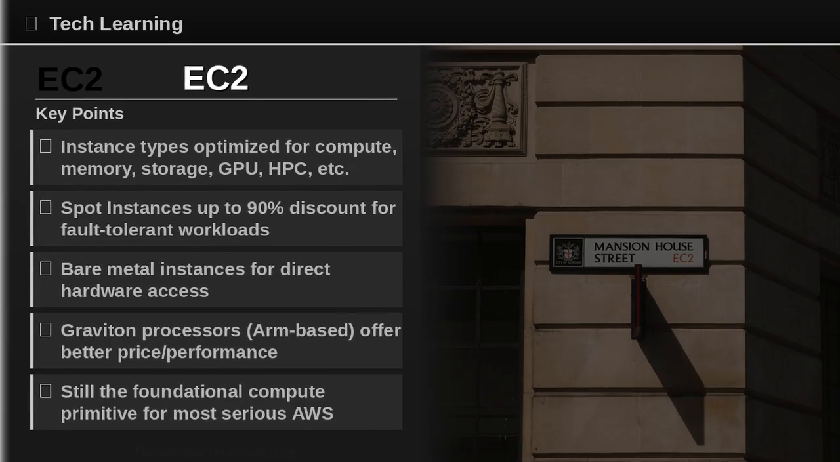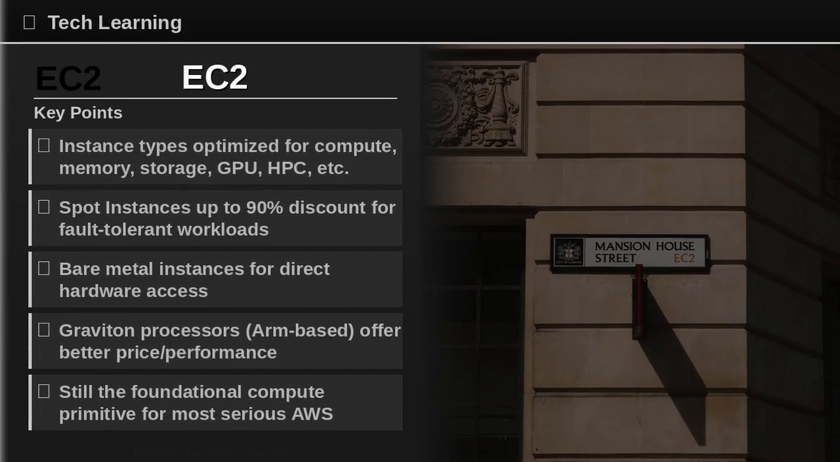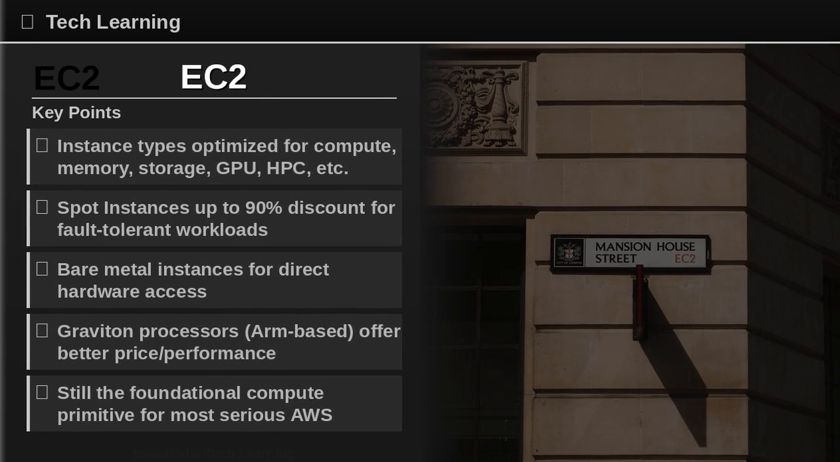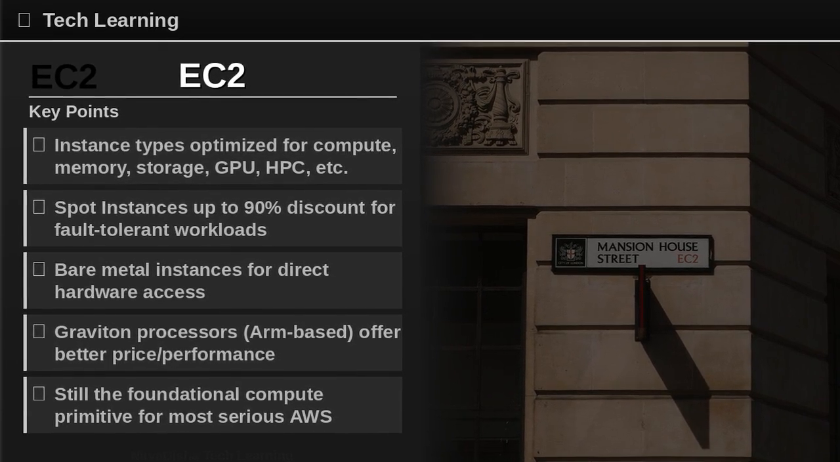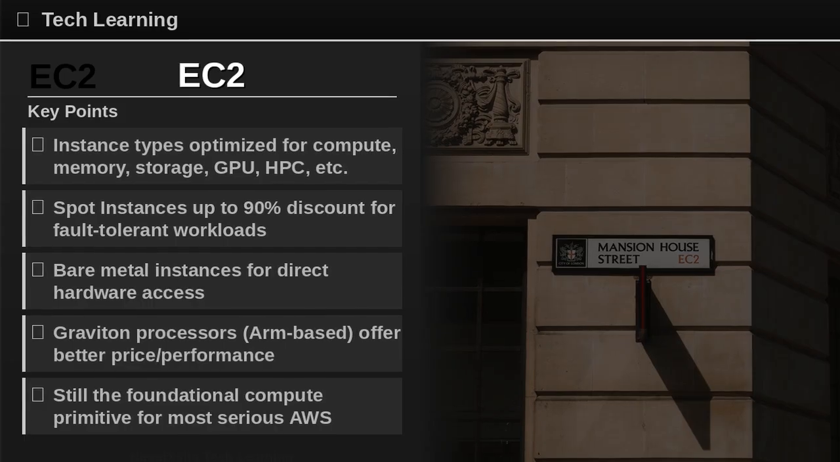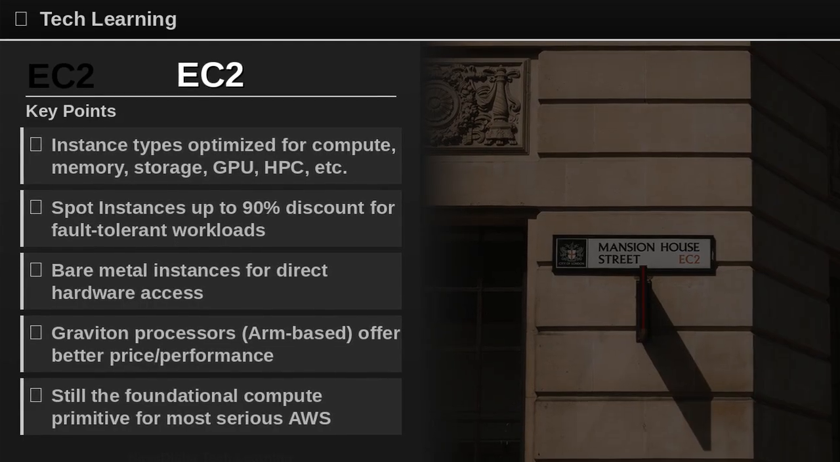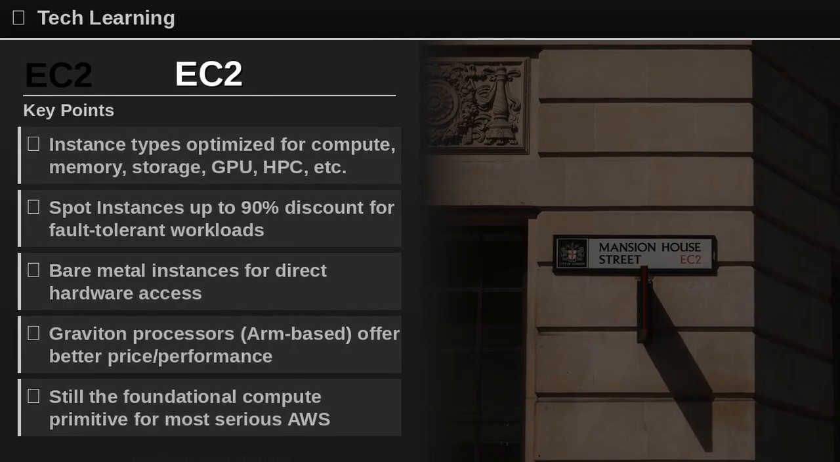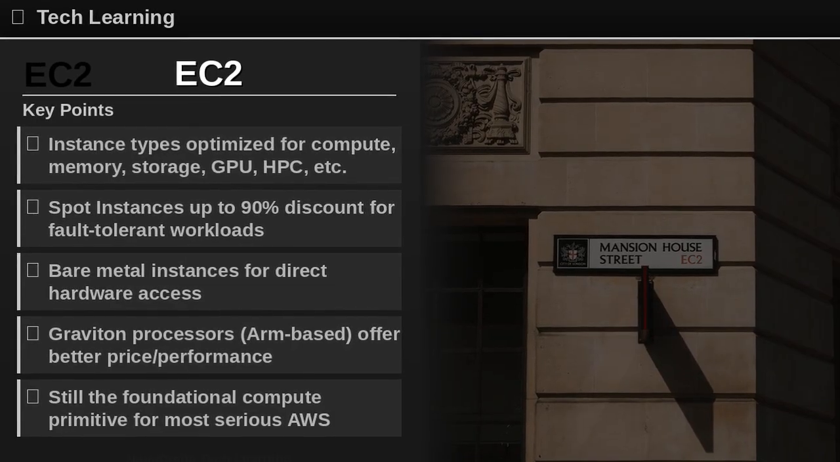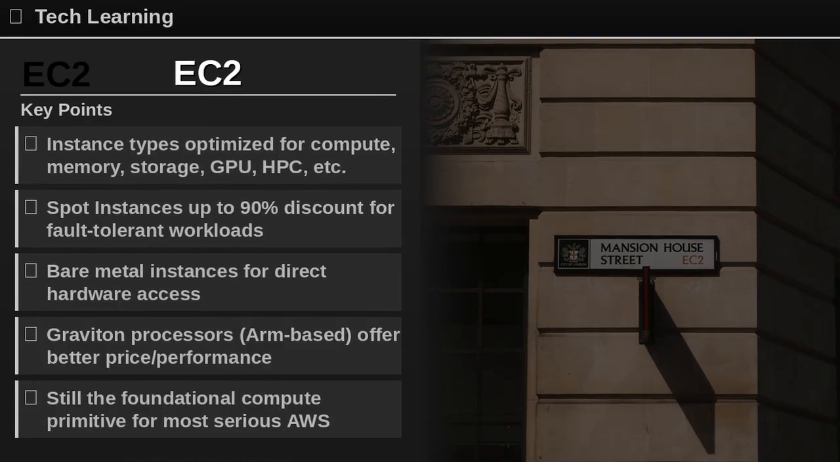Here are the key things to know about EC2. First, instance types optimized for compute, memory, storage, GPU, HPC, etc. Also, spot instances up to 90% discount for fault-tolerant workloads. Another key point, bare metal instances for direct hardware access.